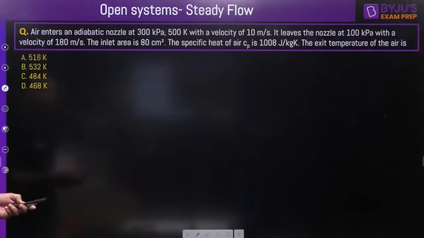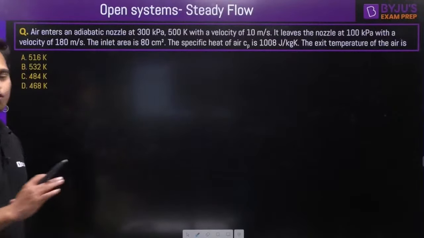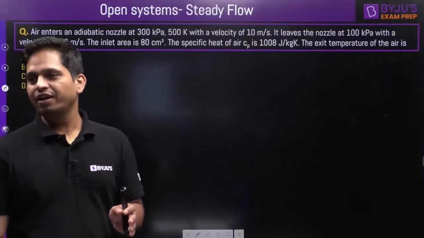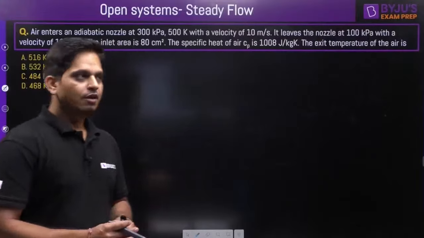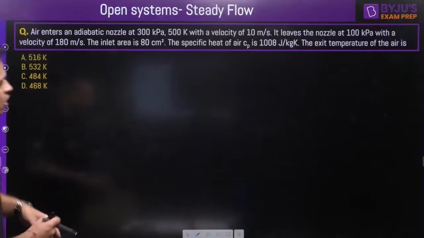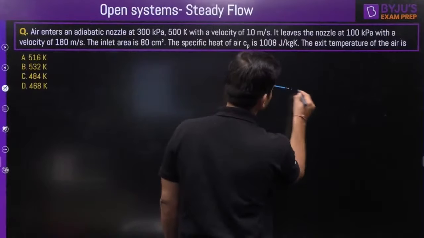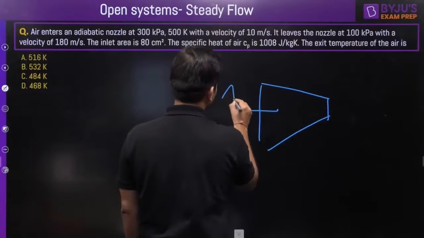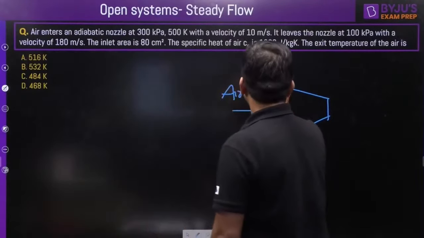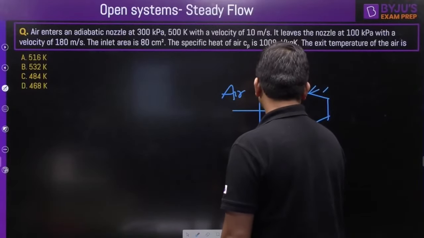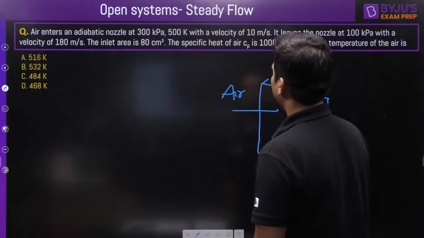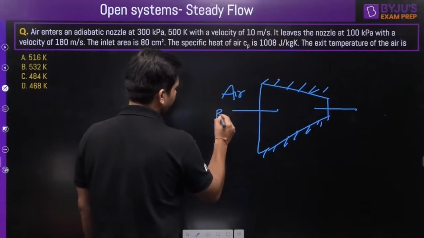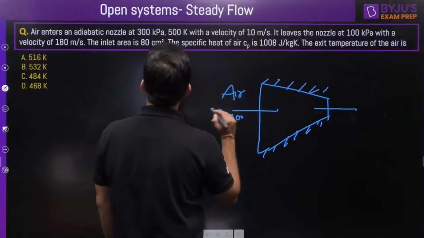Okay, last question for today. Air enters. Now we have started open system, and we will continue tomorrow with open system, steady and unsteady flows. Now air enters an adiabatic nozzle. We have a nozzle, and air is coming in. It is adiabatic, okay? So no heat transfer. Air is coming in at P1. Here P1 is equal to 300 kilopascal.